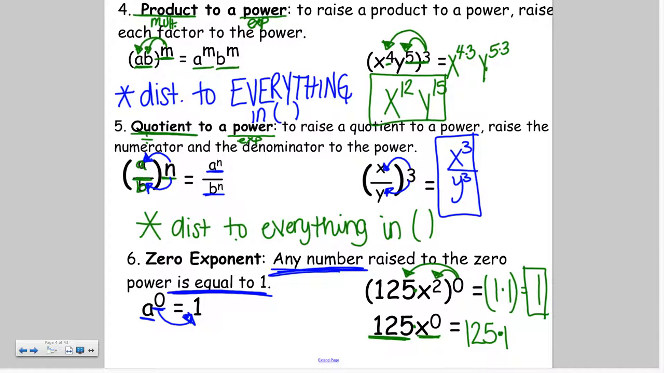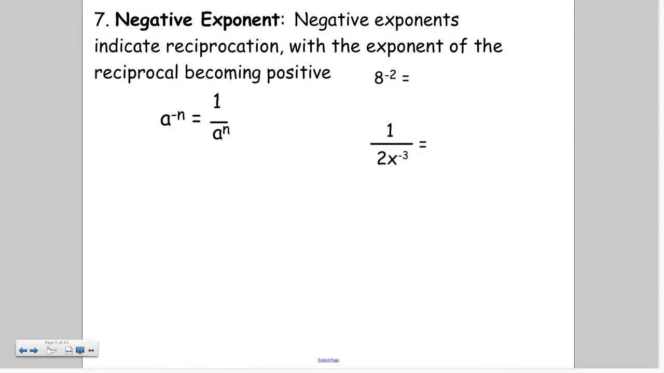Since they're multiplying, I'll multiply them together still. 125 times 1 is 125. And that is your answer for those. All right, we have one more, and then we're going to practice some, so that way we can make sure that you are good to go.